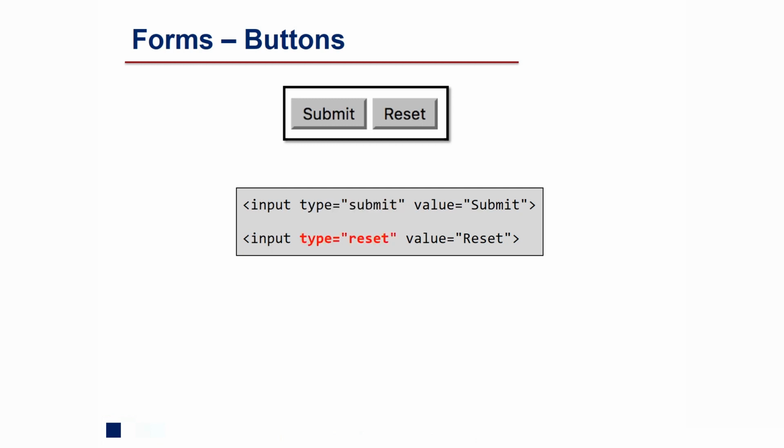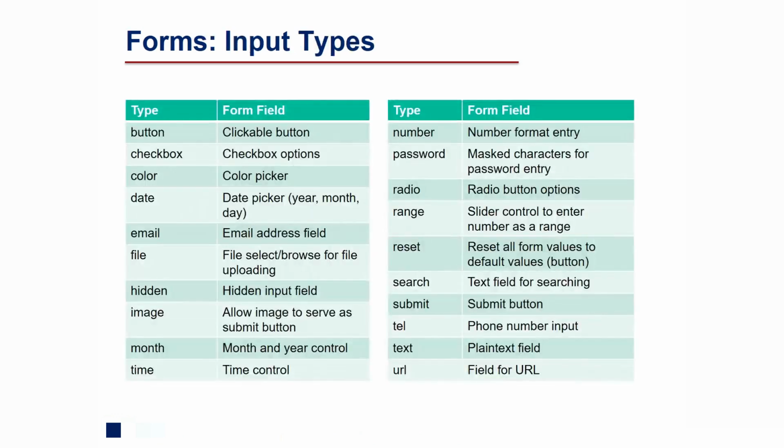Here we have the reset type. A reset is a button that will clear all of the fields, set them back to their defaults when the user clicks it. There are lots of other input types that we didn't see in this lesson.